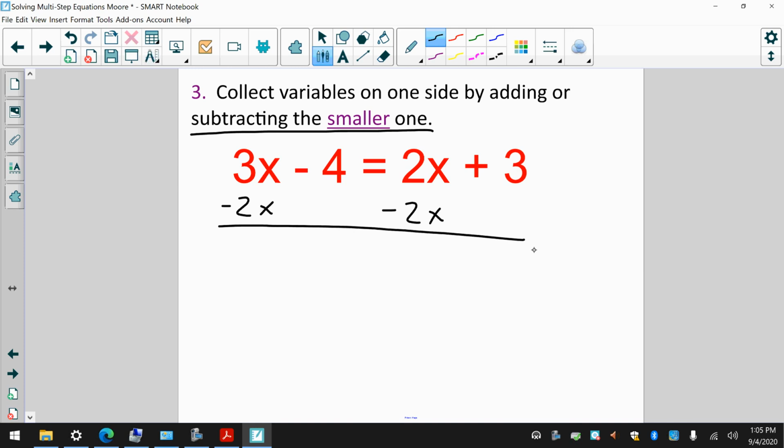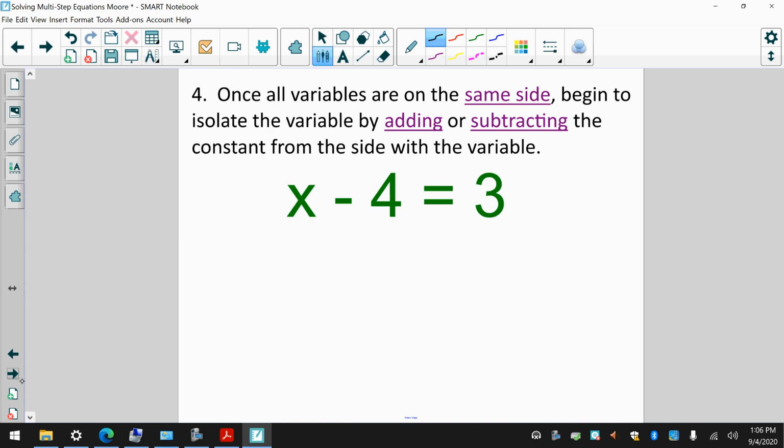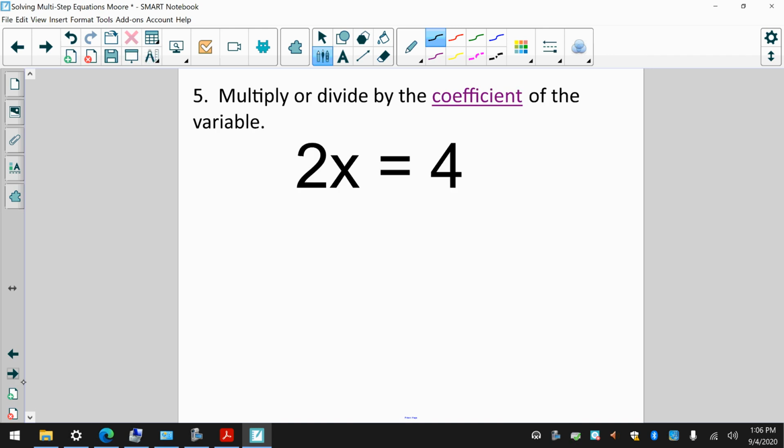And what happens is 2x minus 2x is just 0 x's. So on this side, I'm just left with 3. And on this side, 3x minus 2x is 1x. And now I only have 1x to solve for, and it's just like a 2-step equation like we had before. Step 4. Once all the variables are on the same side, begin to isolate the variable by adding or subtracting the constant. So in this case, add 4, just like we did in the 1-step equations. So I have x equals 7. Step 5. Finally, multiply or divide by the coefficient of the variable. So in this case, divide by 2, x equals 2.